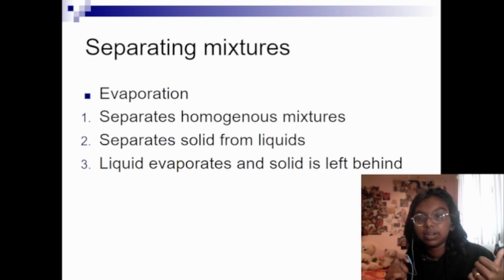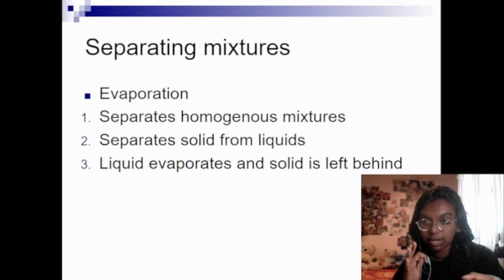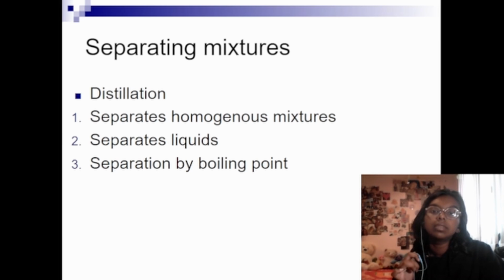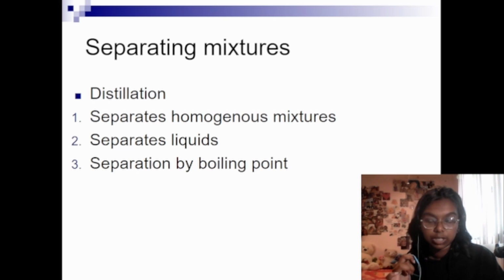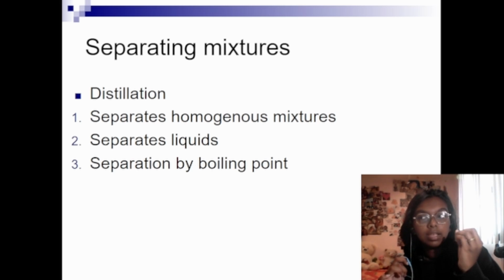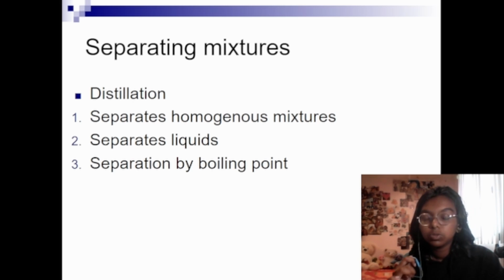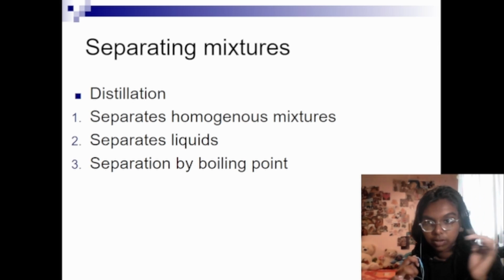But the water would evaporate, and then you would just be left with the salt. So you're separating the salt from the water. And then distillation is used with homogeneous mixtures of different liquids, right? And you separate them by boiling point. So let's say you have a mixture of alcohol and water. Those two things have different boiling points. So whatever has a lower boiling point, you would boil that away first, and then you would have whatever has a higher boiling point left, with the lower boiling point one all evaporated.